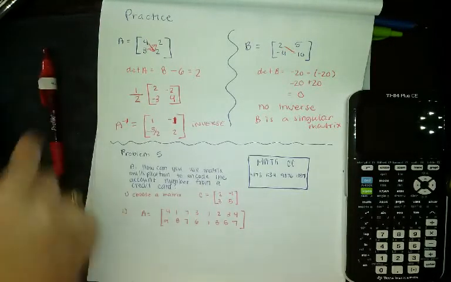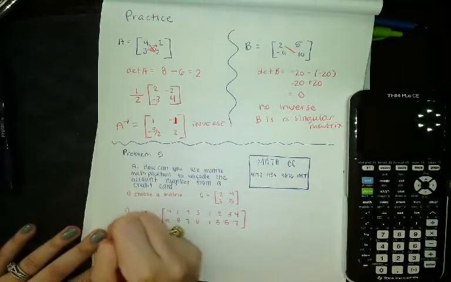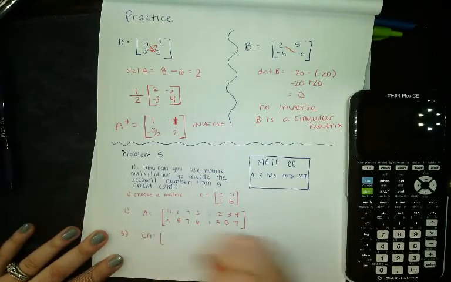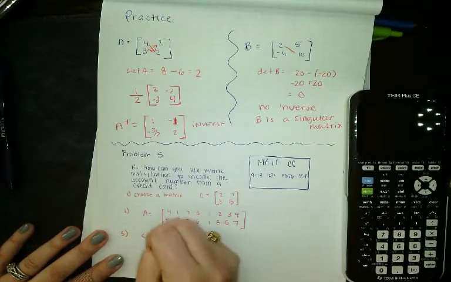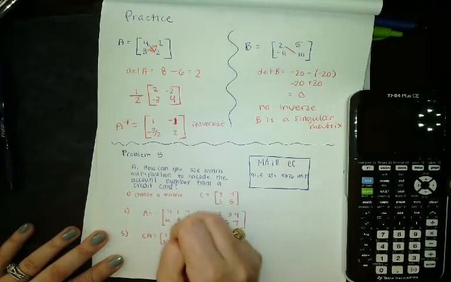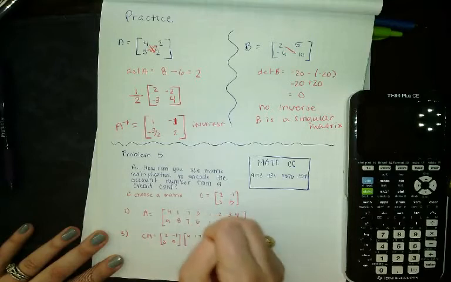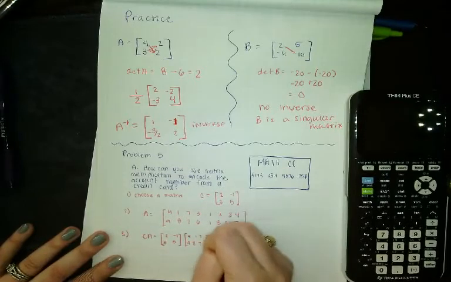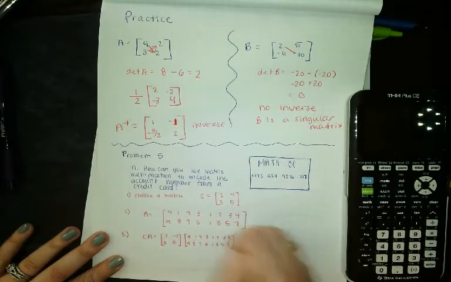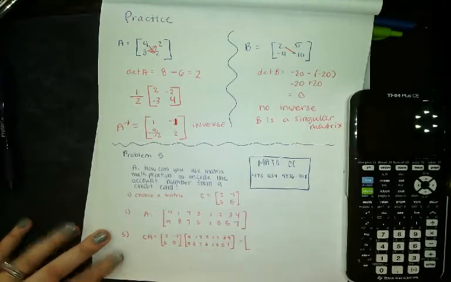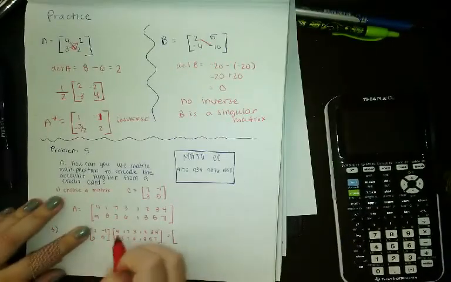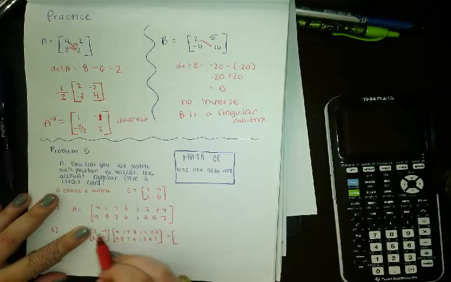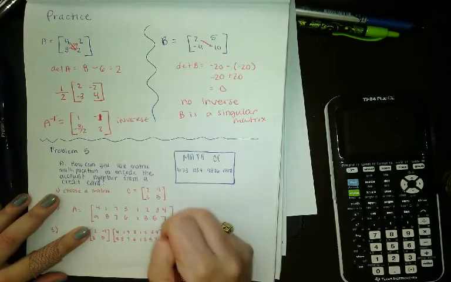So step 3 would be to do C times A. So we're going to do this 2, -1, 3, 5 times this long one, 4, 1, 7, 3, 1, 2, 3, 4, 9, 8, 7, 6, 1, 3, 5, 7. Okay, so a little bit complicated, but we should be able to do this. So row times column. 2 times 4 is 8. -1 times 9 is -9. So 8 minus 9 is -1.